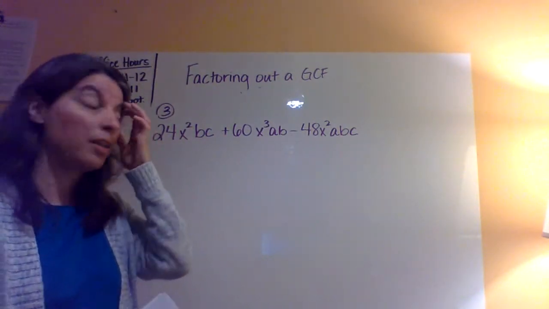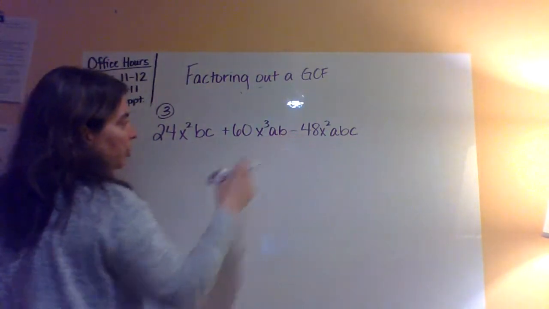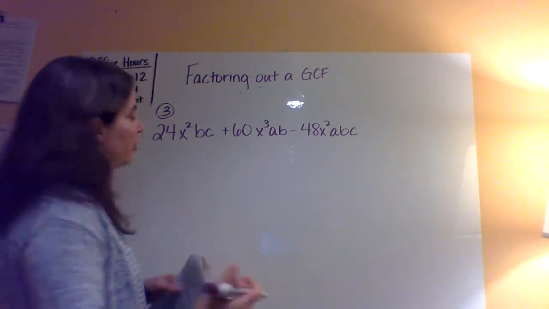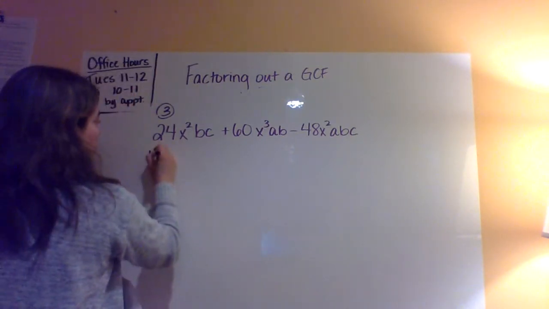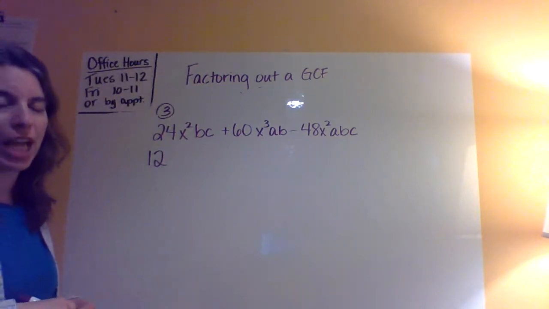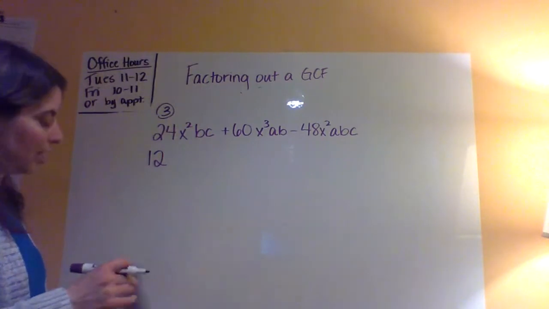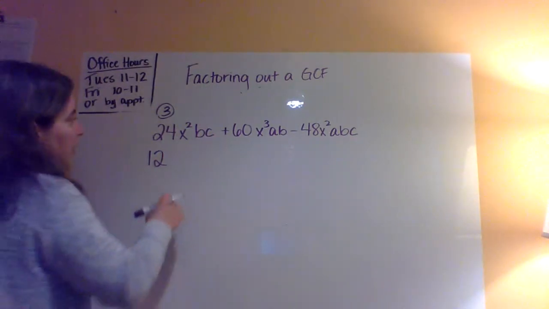So when I look at these, I'm going to look at the numbers first. If you write out the factors of those, you will find that 12 goes into each one of those. So 12 is going to be our greatest common factor for the coefficients, or the numbers. Then let's see what else is in all of these?